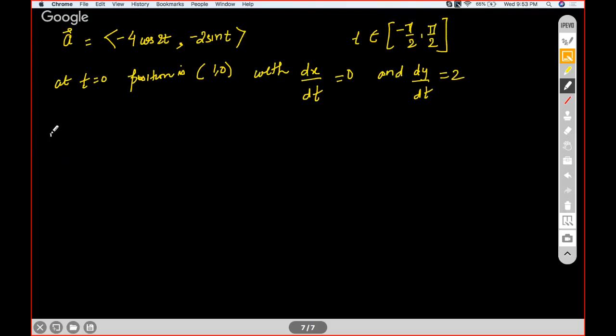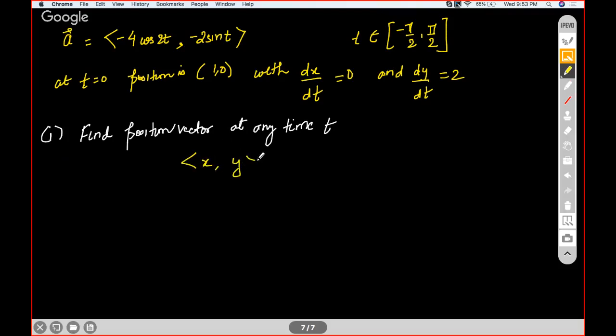Question number 1. Find the position vector at any time t. That means you have to find this vector x, y.